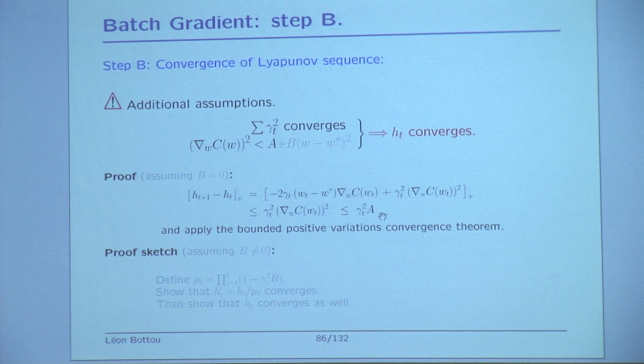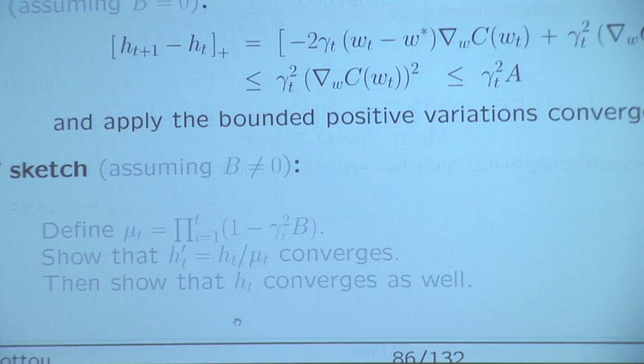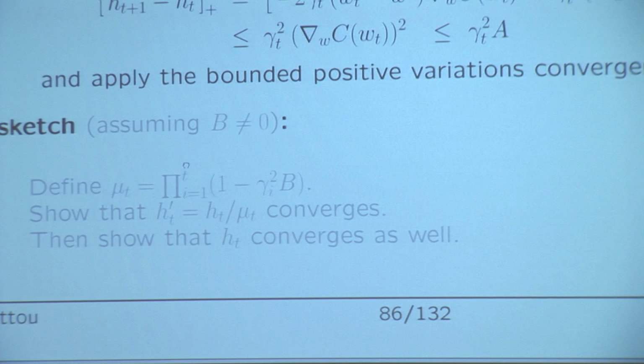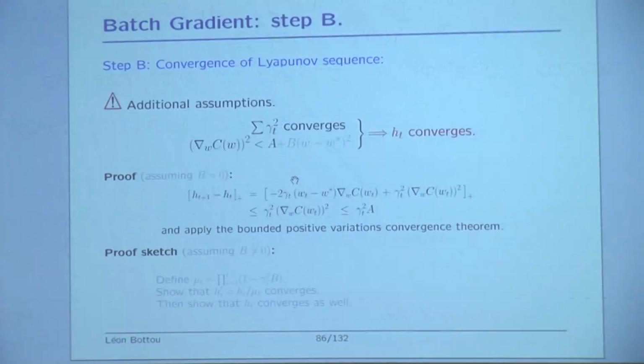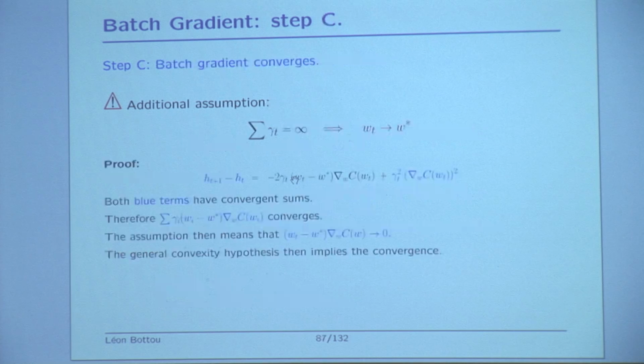And when B is different from 0, I have to play a little trick. And that is, unfortunately, in gray, that's too pale. So I define an auxiliary sequence mu_t, which is the product of (1 minus gamma_i square B). And we can show that it converges somewhere because the sum of gamma_i square converges. It's something we've done before. And then you define H prime t as H_t over mu_t. You replace, and that suppresses the B. And then you show that H prime t converges, therefore H_t converges. That's just a technical detail.